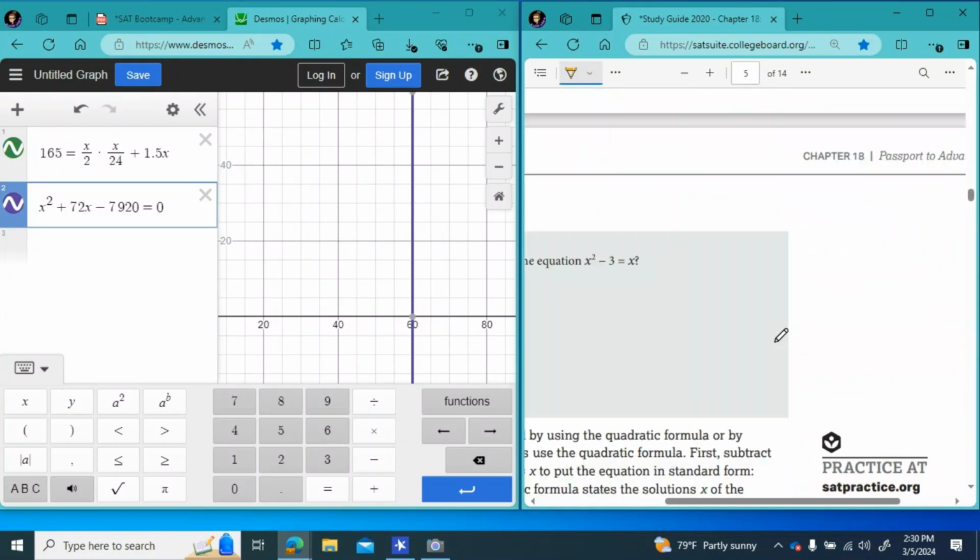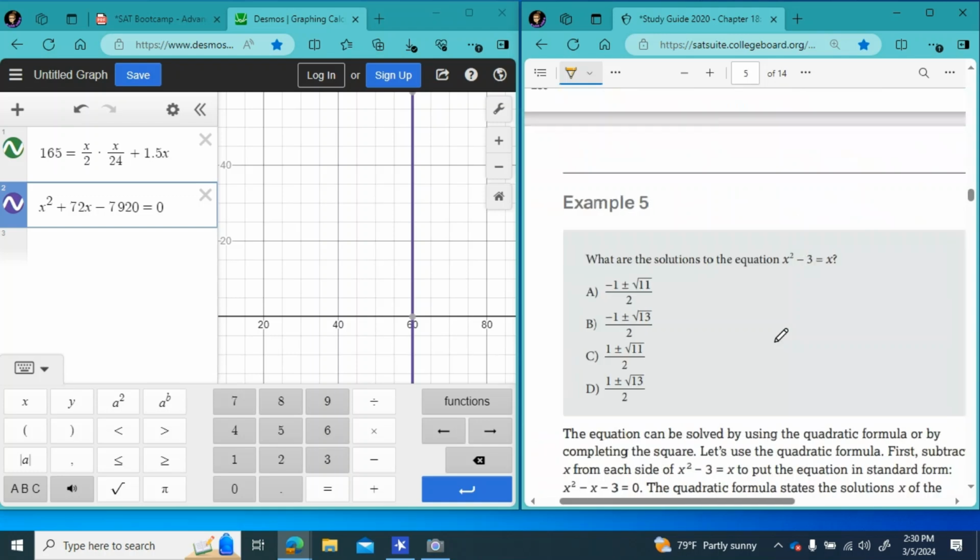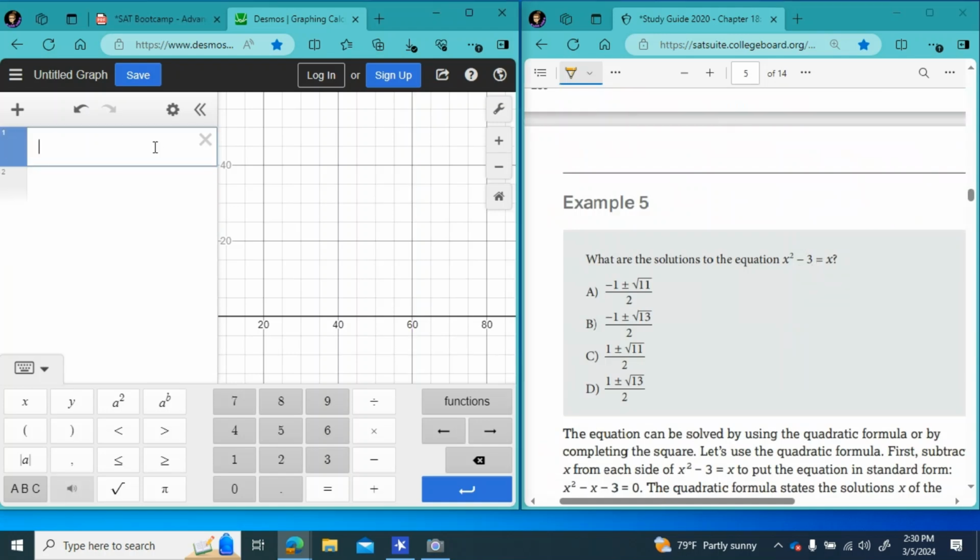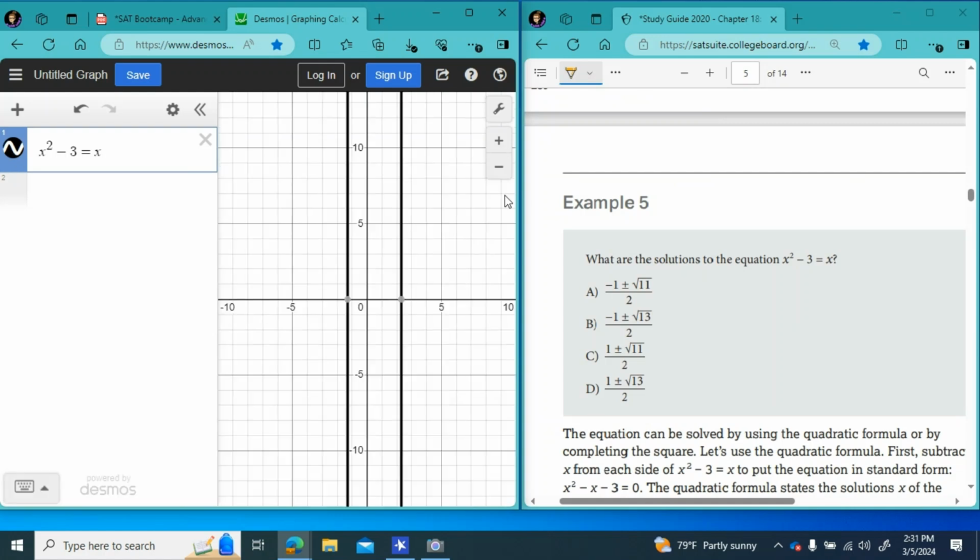Let's keep going to question number 5. It says, what are the solutions to the equation x squared minus 3 equals x? Again, we can use our graphing calculator. X squared minus 3 equals x. And the calculator is telling me I graphed that for you. And here it is. We've got two solutions, just like all of our answer choices are two solutions.